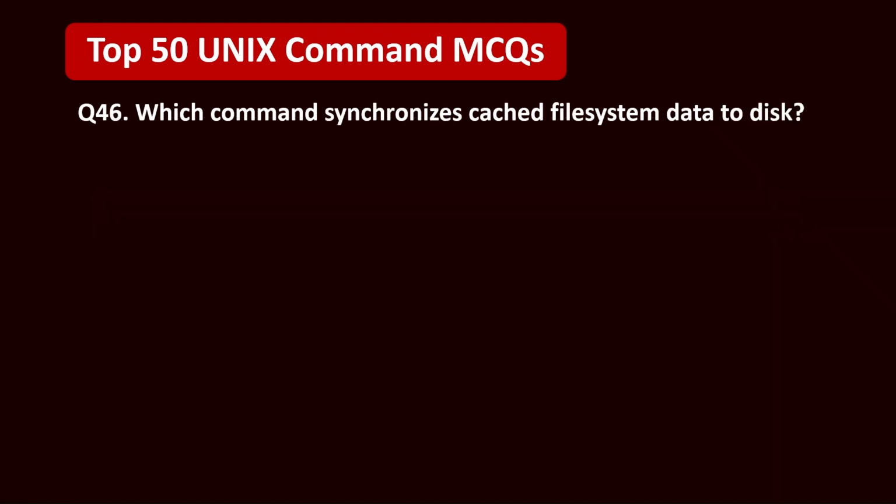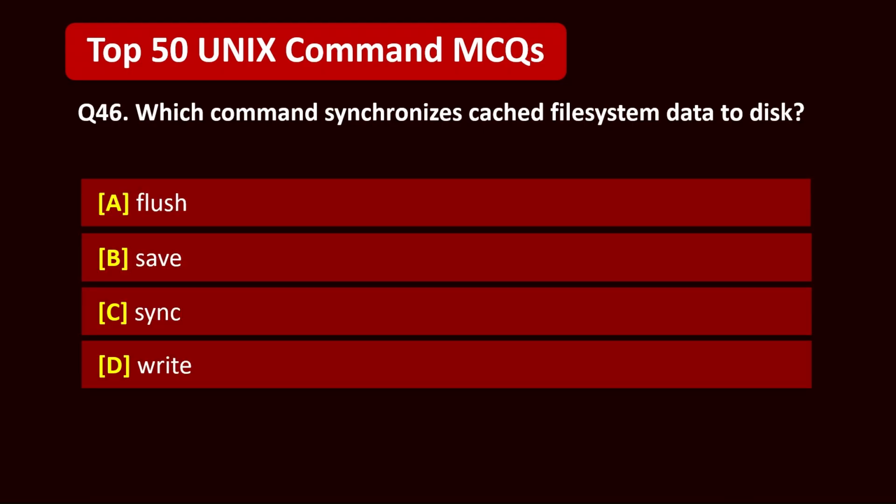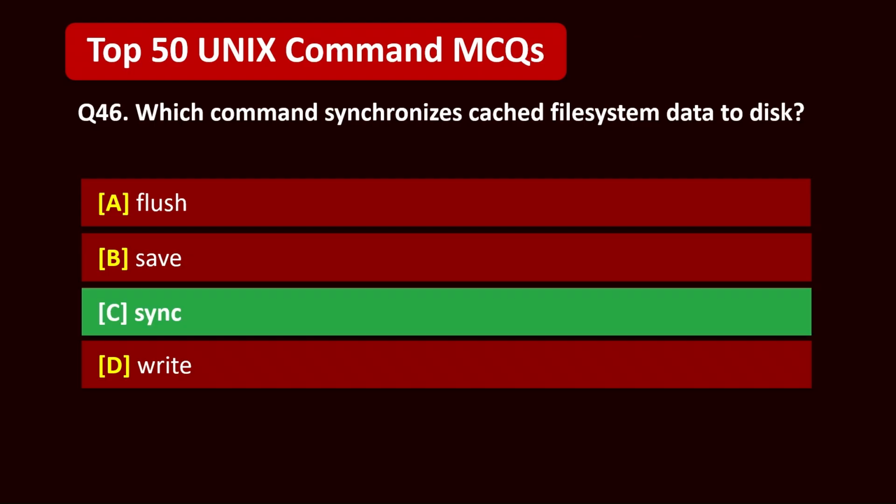Question 46. Which command synchronizes cached file system data to disk? A. flush, B. save, C. sync, D. write. Correct answer is C. sync.